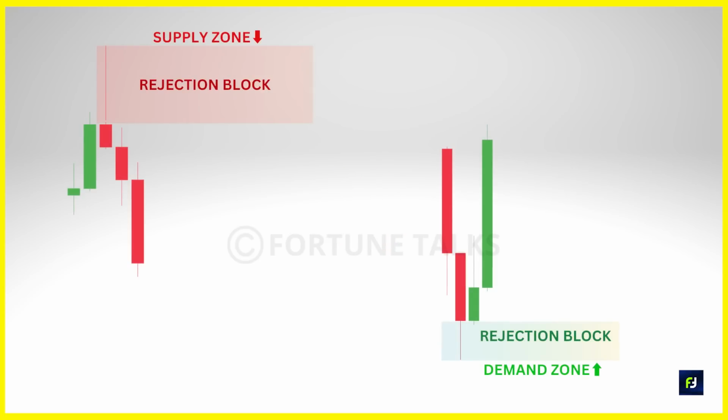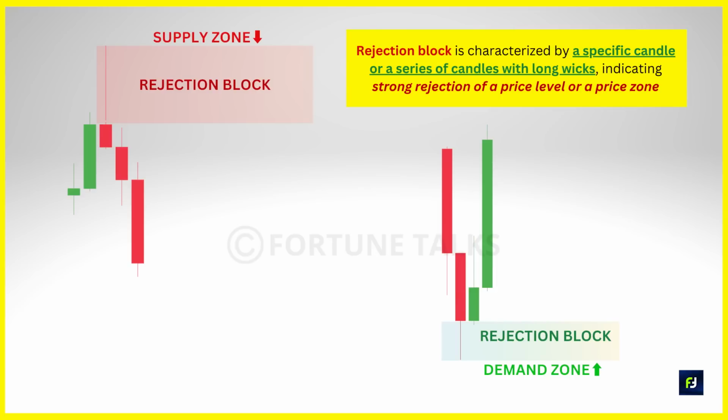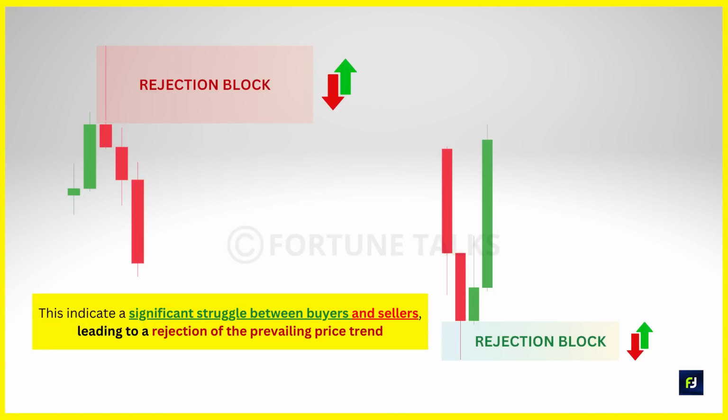Now let's begin our discussion on rejection blocks. A rejection block can either be a sell zone or a buy zone that appears on the chart as long wicks or shadows of candles at the market highs or lows. This block is characterized by a specific candle or a series of candles with long wicks, indicating the strong rejection of a price level or a price zone, typically occurring at key support or resistance zones or near important supply or demand zones. This signifies that the market attempted to break through a price level, but the effort was promptly rejected, thereby hinting at a strong underlying market sentiment contrary to the attempted price move.